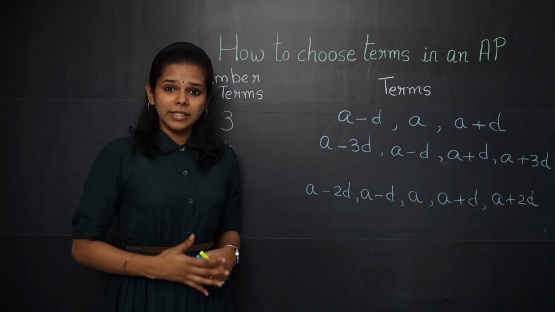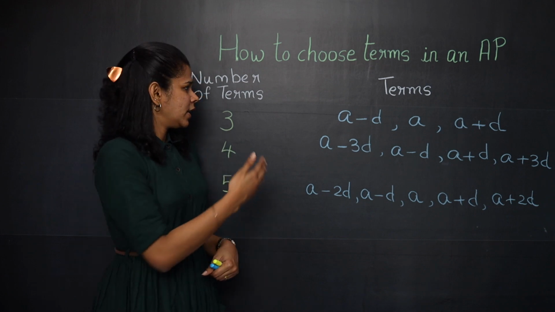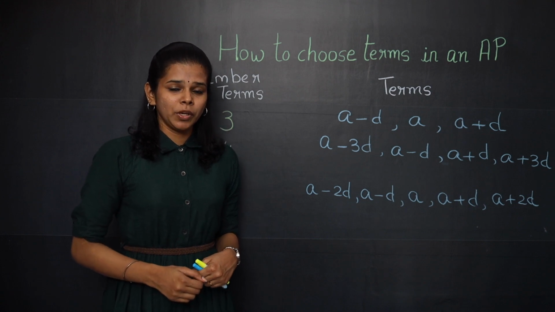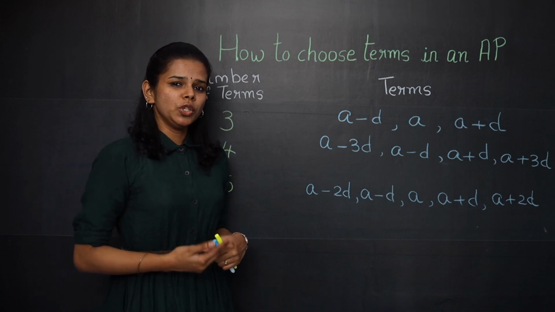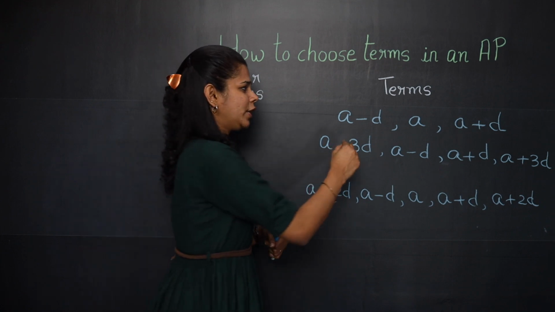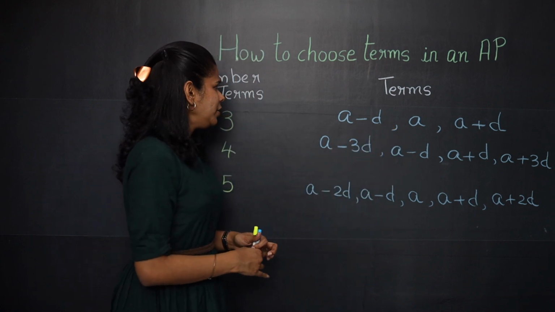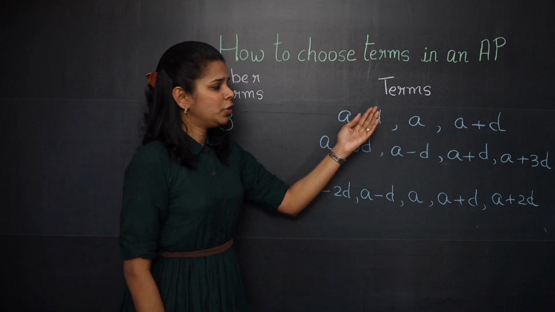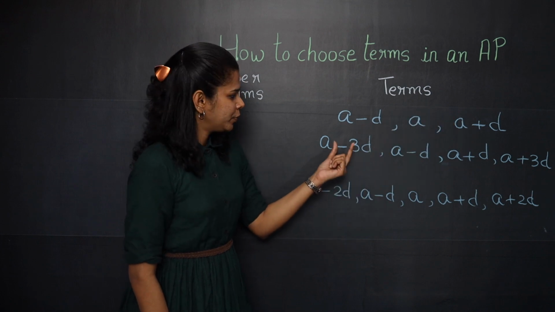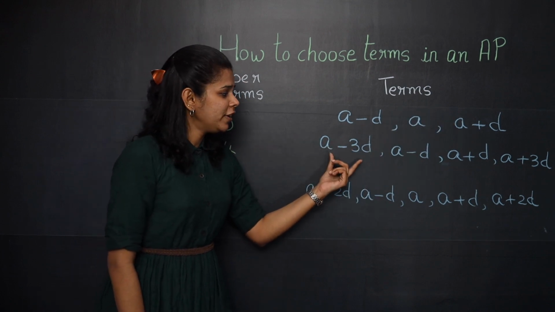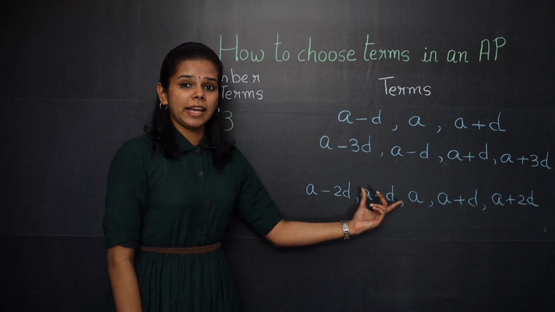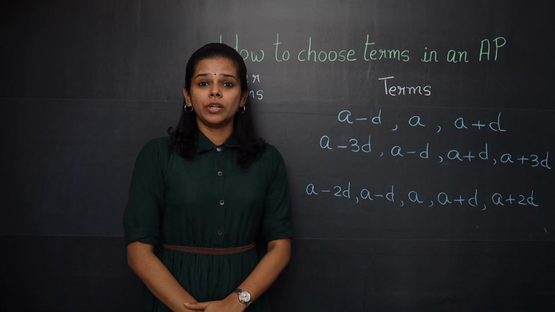So we need to memorize this kind of terms when questions like number of terms 3, 4 or 5 are being asked. To memorize, you just have to understand the common difference so that you can write it by yourself. In the case of 3 terms, the common difference is d. So if you know the first term, you can create the next terms. In the case of 4 terms, the common difference is 2d. In the case of 5 terms, the common difference is again just d. So now let's see some examples where we apply them.